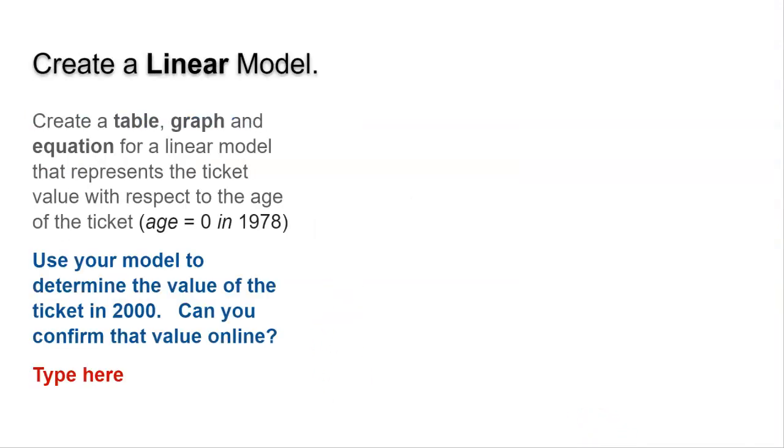So for the linear model, they are asked to create a table, a graph, and an equation. We're going to use 0 for our input for the year 1978, so the age of the ticket would be 0 in that year, and use that model to determine the value in the year 2000. So once they've created their equation, they can use Desmos, of course, to create a table, graph, and an equation. Then they will need to use that model to predict the value in the year 2000.